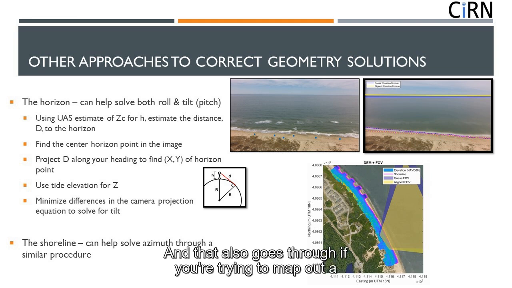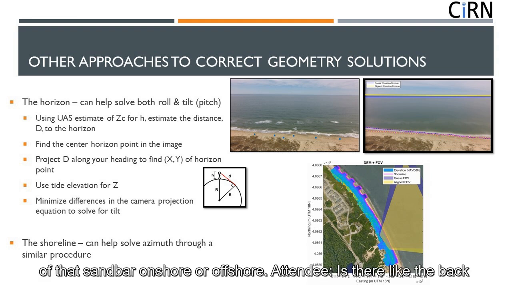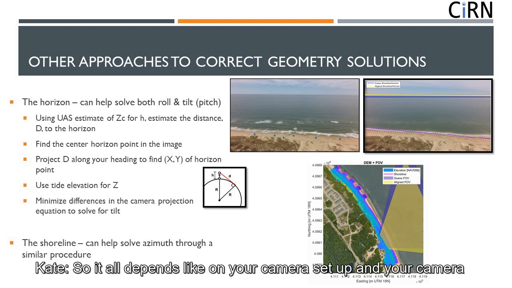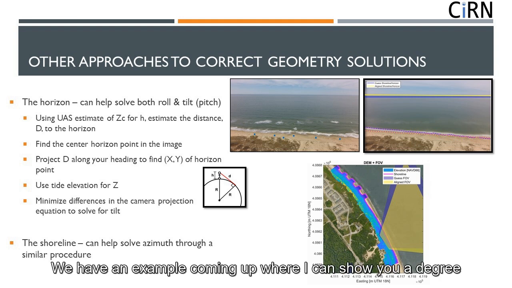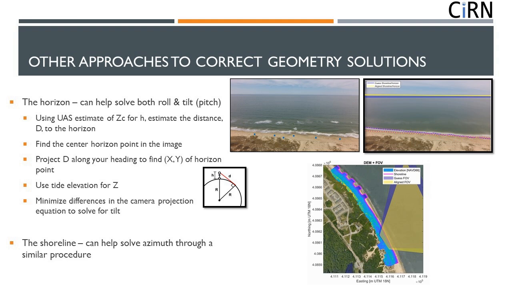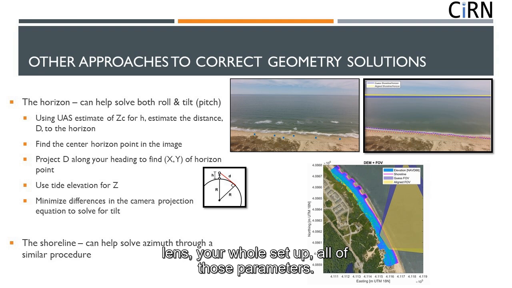That also goes through if you're trying to map out a sandbar along the coast and your tilt is incorrect. It'll artificially shift the position of that sandbar onshore or offshore. Is there like a back of the envelope degree to meter conversion that you might use? It all depends on your camera setup and your camera geometry. We have an example coming up where I can show you that we were off by 1 degree in tilt and what that did to our CBATHY results. But it's going to change depending upon your camera, your lens, your whole setup, all of those parameters.